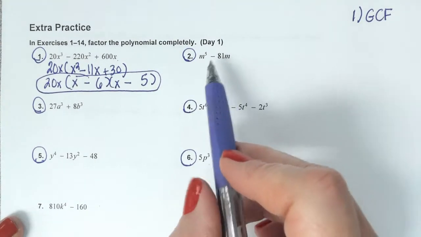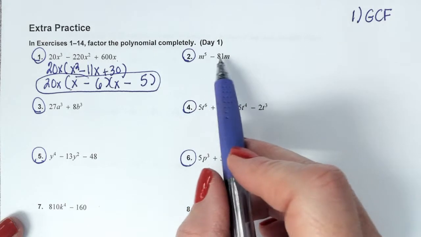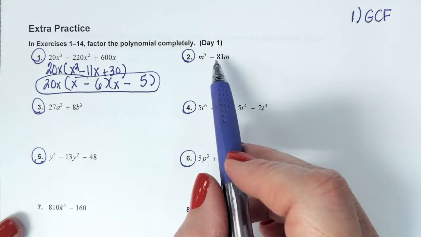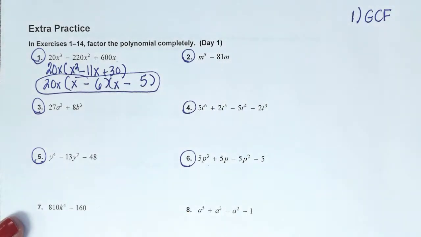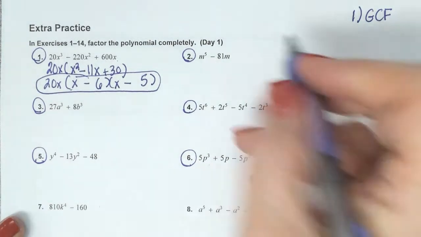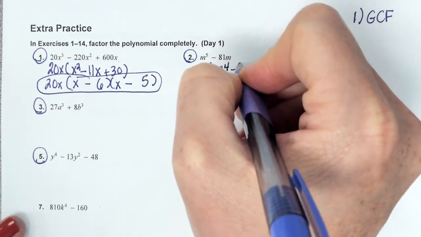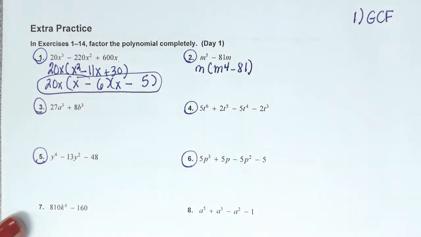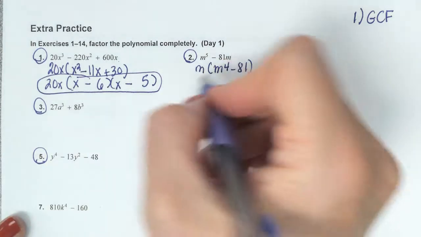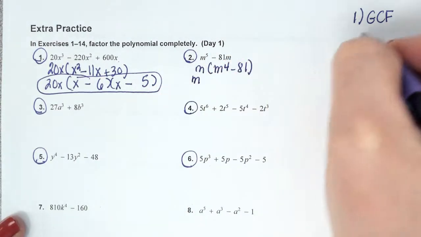Let's look at the next one. The first thing we always look for is a GCF, always. So what is our GCF going to be there, Zach? So we're going to take out an m. And I'm left with m to the fourth minus 81. So now I'm going to keep going. I bring down my m.